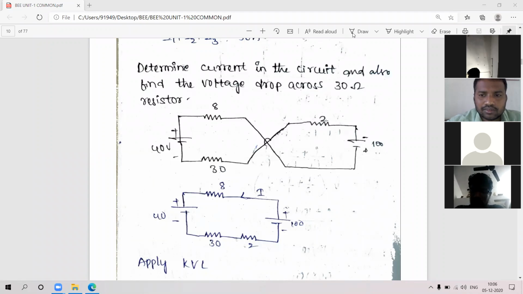Everyone watch here. This is positive and this is negative. Plus and minus is given. Change this, all of you change this. The upper one is negative and the lower one is the positive terminal. 100 volts, 40 volts.